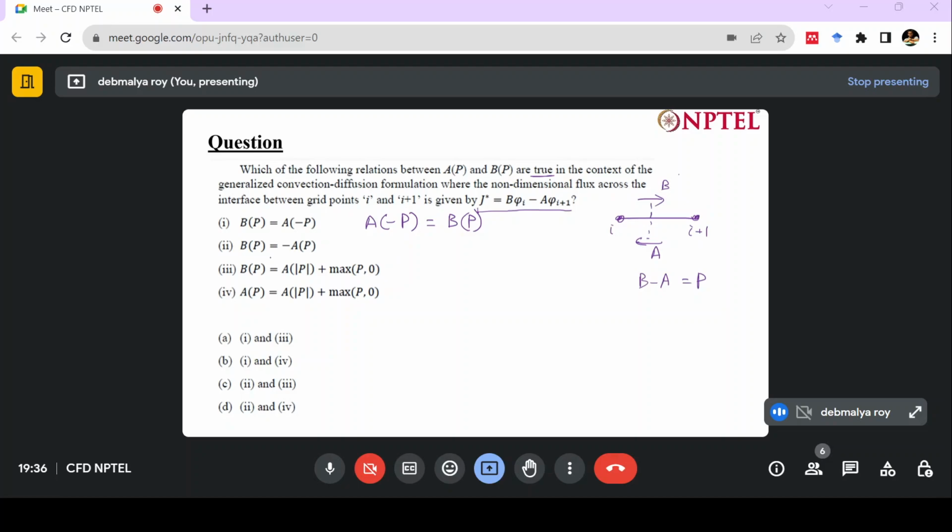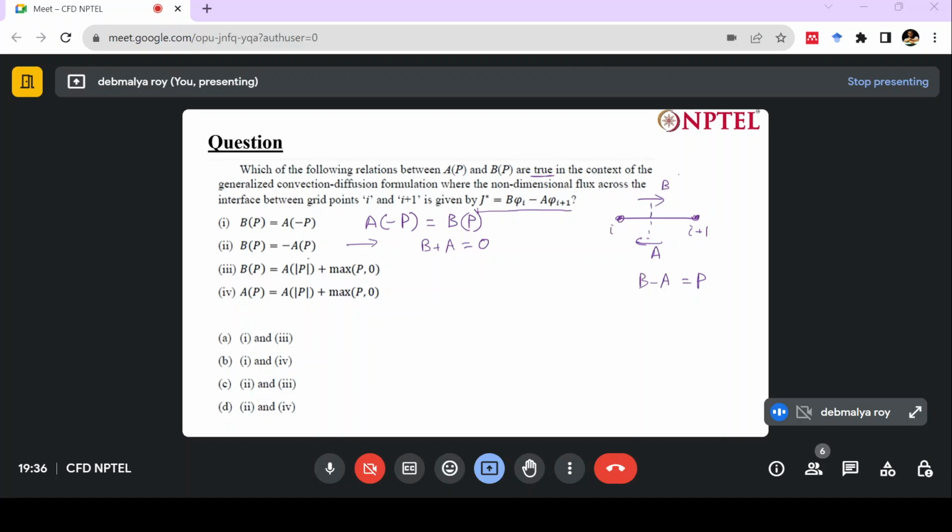Alright. If there is any question, ask. Okay, what about the second one? The second one won't be true, because this is simply making the value negative. This would imply that B plus A is equal to 0, which is not a valid statement. This is not a correct statement. What about the third option?